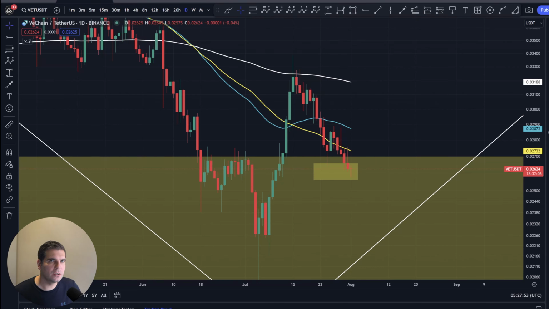Today we're going to be taking a look at Vechain's VET token with the current price action, where it's heading, and all that good stuff.